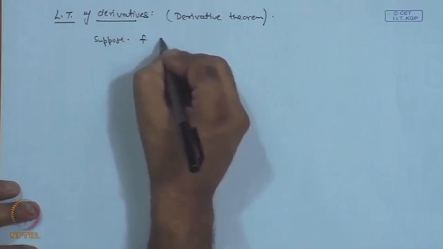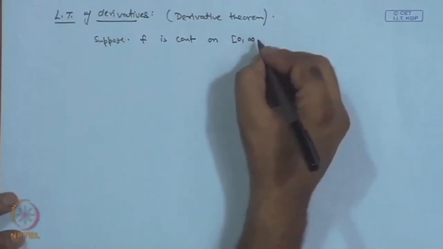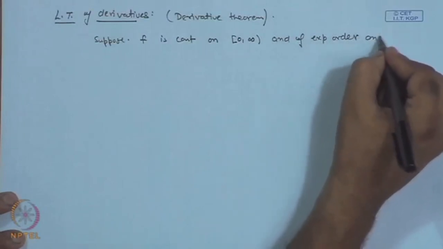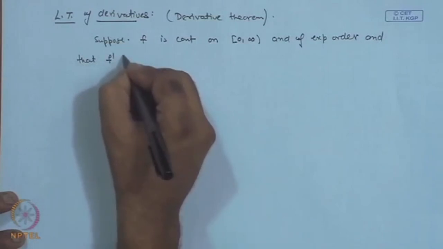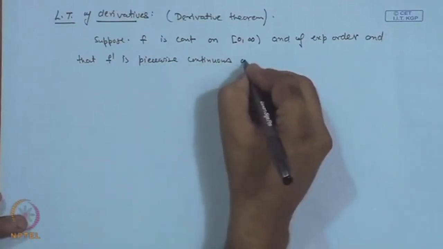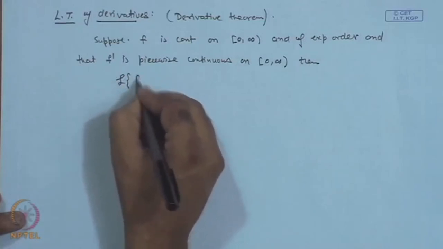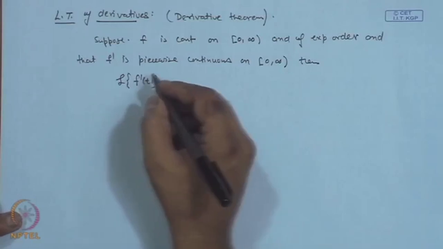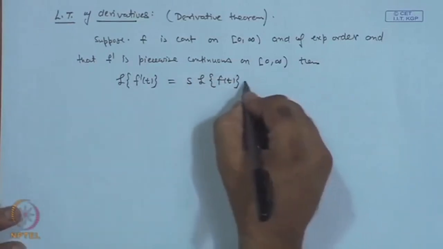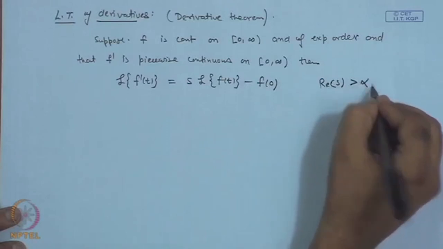Suppose f is continuous on 0 to infinity and of exponential order, and that f prime is piecewise continuous on 0 to infinity. Then the Laplace transform of the derivative, df over dt, is s times the Laplace transform of f(t) minus f(0), for real s greater than alpha.